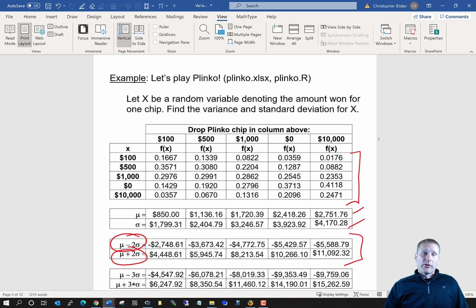So, for example, if I were to drop the chip right in the middle of the board, I would expect winnings of between negative 5,500 and positive 11,000. Now, with this rule of thumb, when you have a discrete random variable, and there's only a limited number of possibilities here, the results of these bounds might not necessarily make sense. But the main thing to understand from this is that there's a lot of variability. It would not be unusual to get 10,000. It would not be unusual to get a very small amount as well.